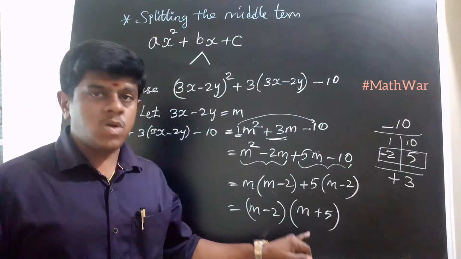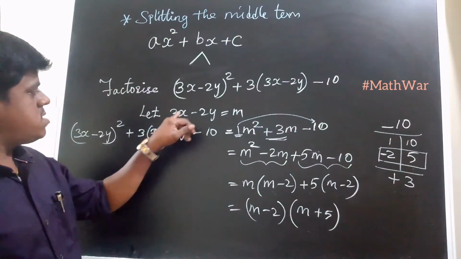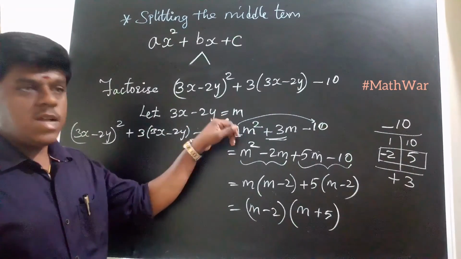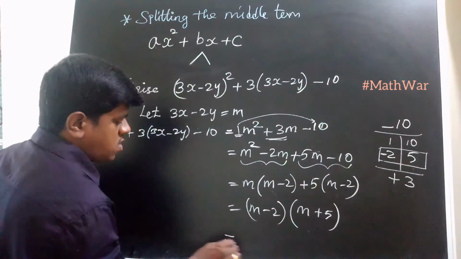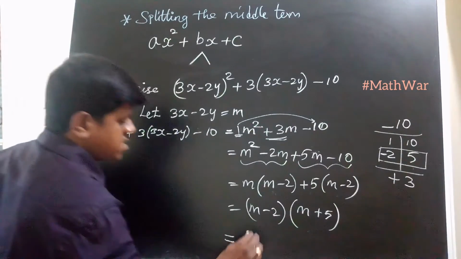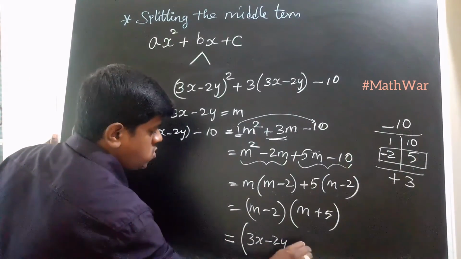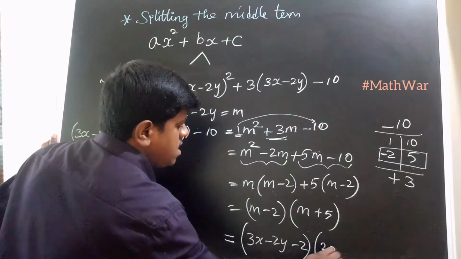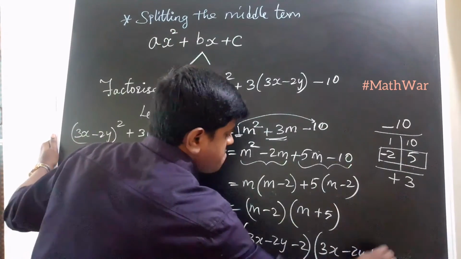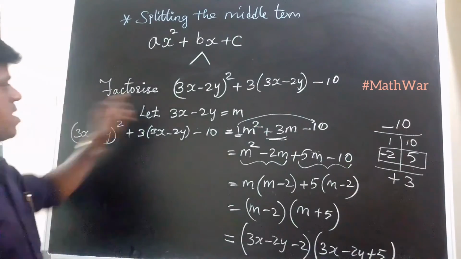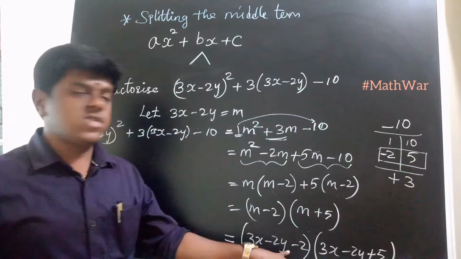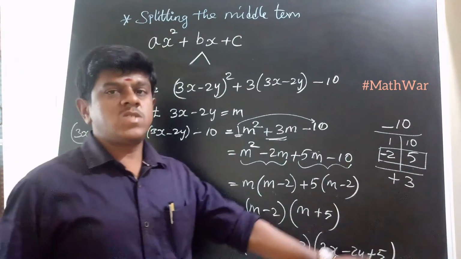But the problem is not yet over because we assumed 3x minus 2y as m. That should be written at last. That is equal to, the m value is nothing but 3x minus 2y. So 3x minus 2y minus 2 into 3x minus 2y plus 5 is the answer. If you factorize this, the final answer is 3x minus 2y minus 2 into 3x minus 2y plus 5.